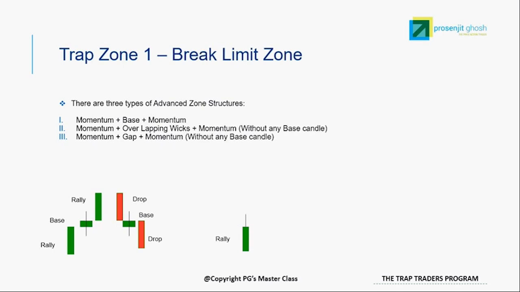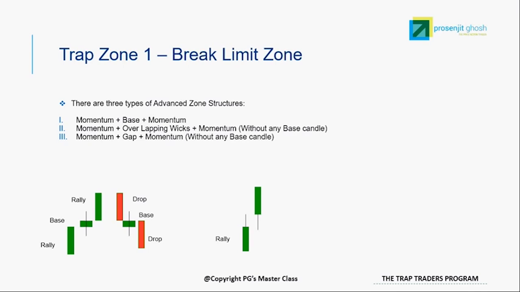So the advanced structures are a momentum candle with an upper wick. This is a rally candle, right? A rally candle with an upper wick, followed by a gap and another rally candle, that is a momentum candle with a lower wick. Okay, so understand how these two candles look. There is a momentum candle which has an upper wick, and there is the second momentum candle, after a gap, with a lower wick, and these two wicks are overlapping. There is no base candle. The structure will look like this.